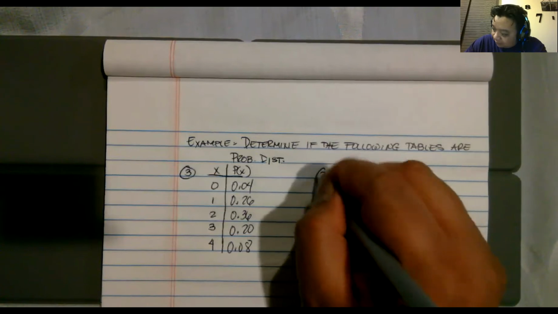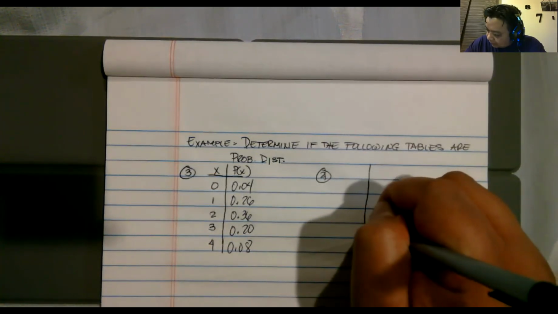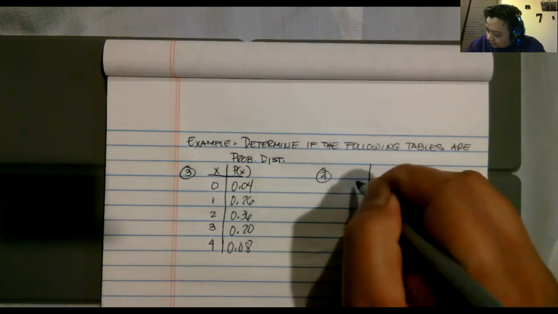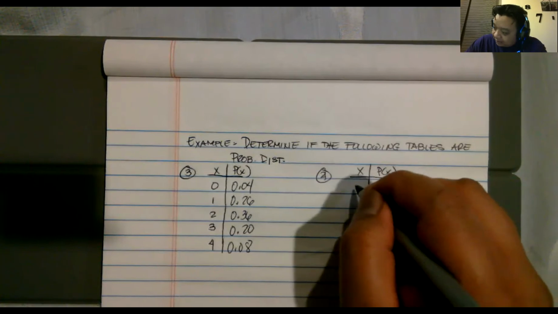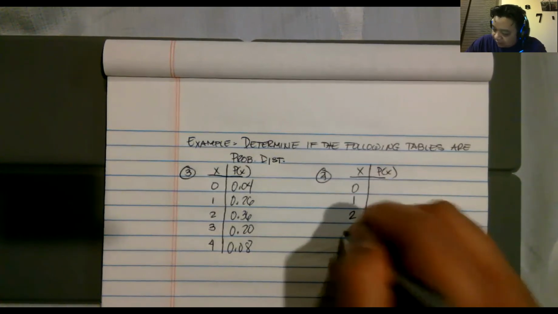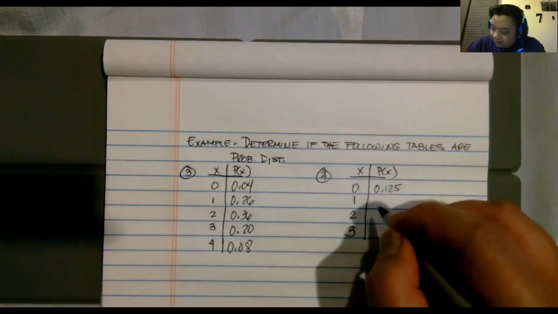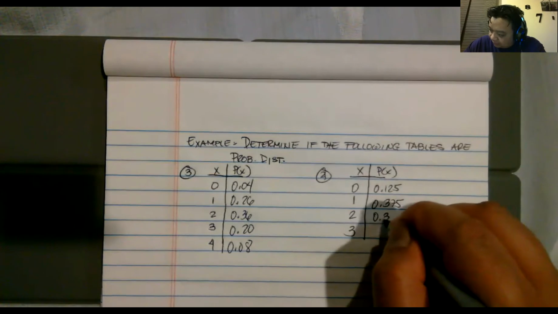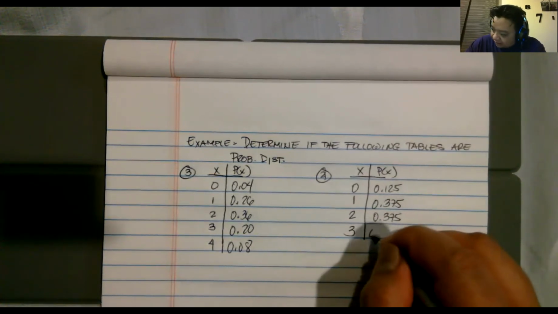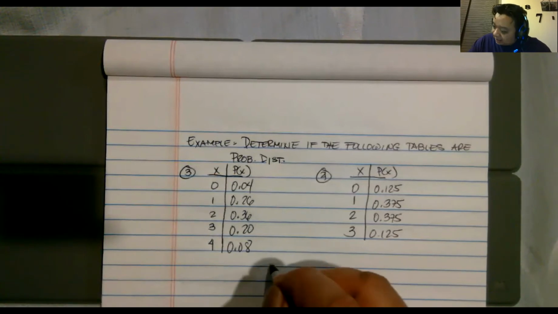Number 4. So x, p of x. So 0, 1, 2, and 3. 0.125, 0.375, 0.375, 0.125. And then last, number 5.